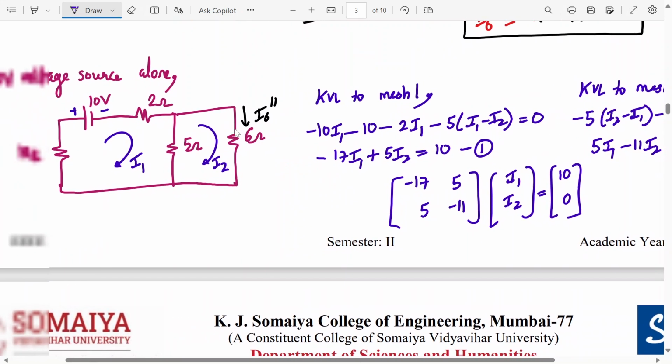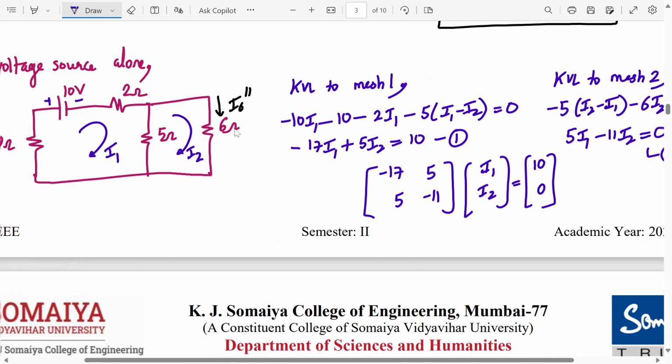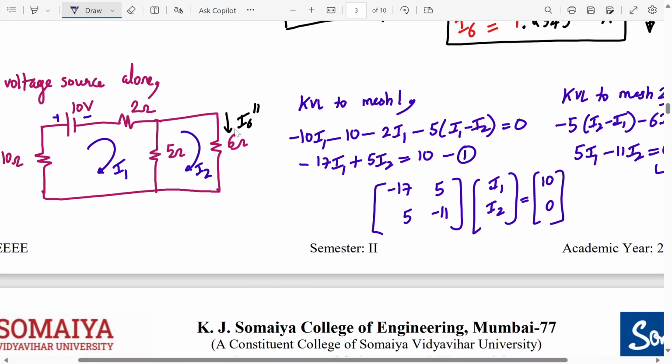Are you understanding the technique, right? Yes or no? So tell me what is I1 and I2. What is the value? Can you tell me? I1 is coming out to be minus 55 by 81 amperes, and I2 is coming out to be minus 25 by 81. Did you get this?